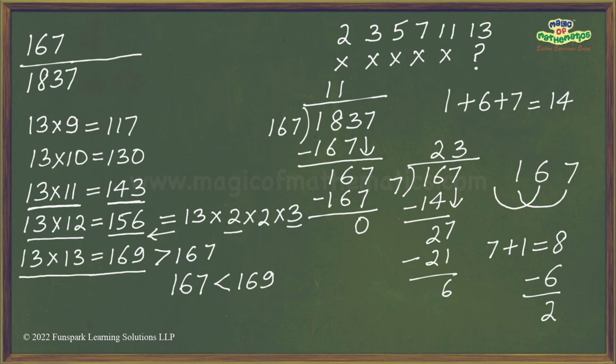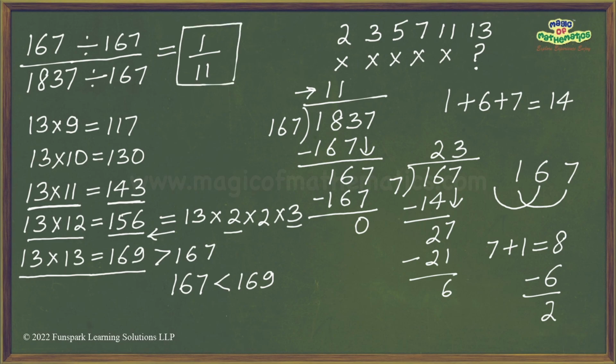Let us divide the numerator and denominator by 167. 167 divided by 167 equals 1. And 1837 divided by 167 gives us 11. And we are done. 1 over 11 is the equivalent fraction in its simplest form.